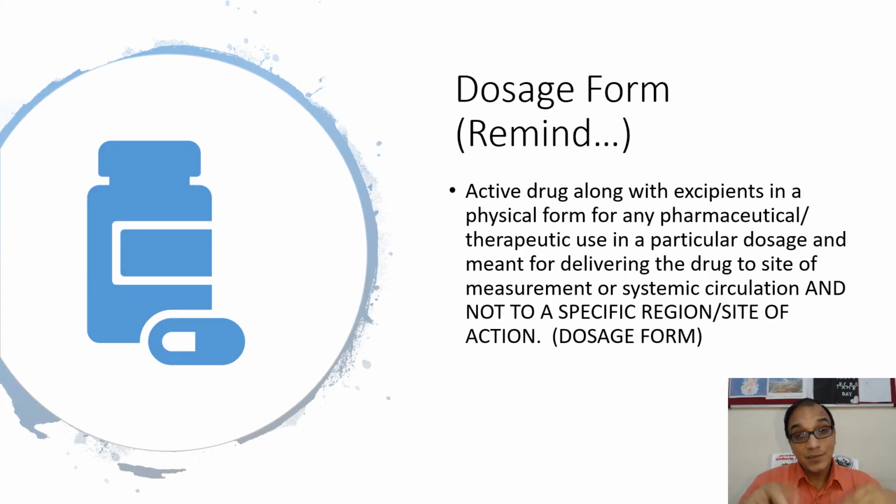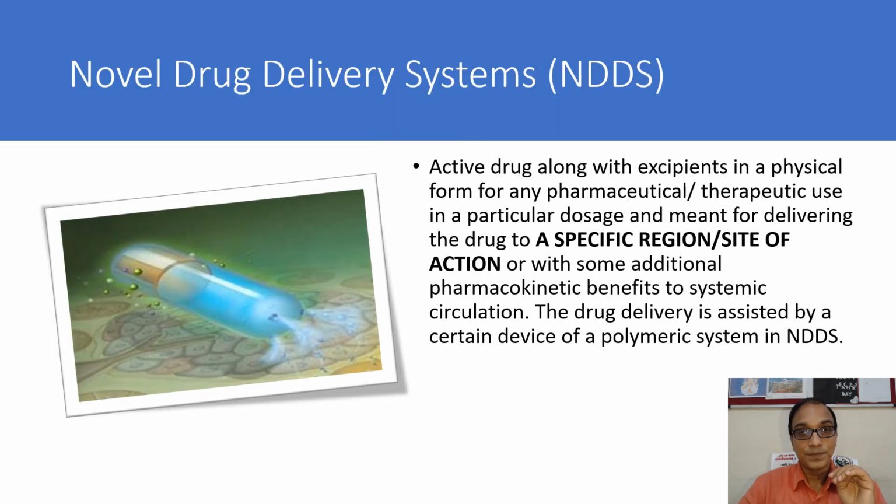Dosage form, let me remind you, is the active drug along with excipients in a physical form for any pharmaceutical or therapeutic use in particular doses, meant for delivering the drug to the site of measurement or systemic circulation and not to a specific region or site of action. We studied this in a previous slide. Why am I reminding it? Because now I am going to compare it with the NDDS, novel drug delivery system.